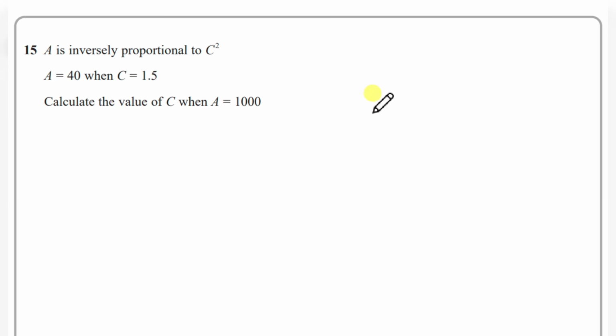Alright, 15. So A is inversely proportional to C squared. What does that even mean? So when something is proportional, it's usually the symbol A is proportional to, well, if it's inversely proportional, it means 1 over C squared. It means that's the kind of symbol. So A is somehow some factor of that. Now this symbol, you can replace it with an equal K. That means A equals K over C squared. What that means is that K is a scale factor. And usually we need to work out that K to solve any problem.